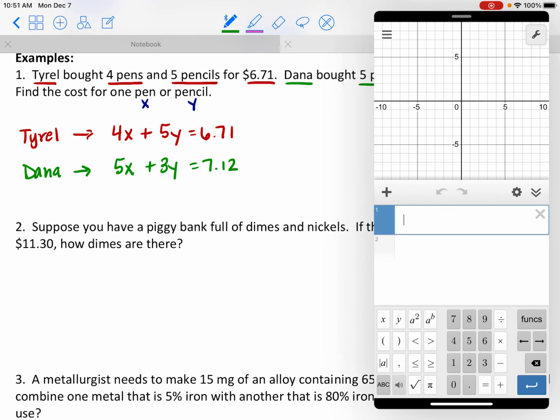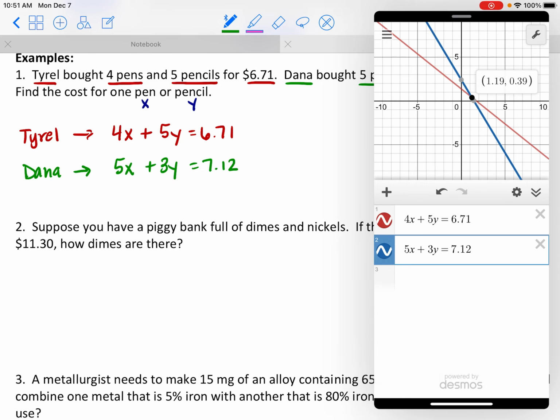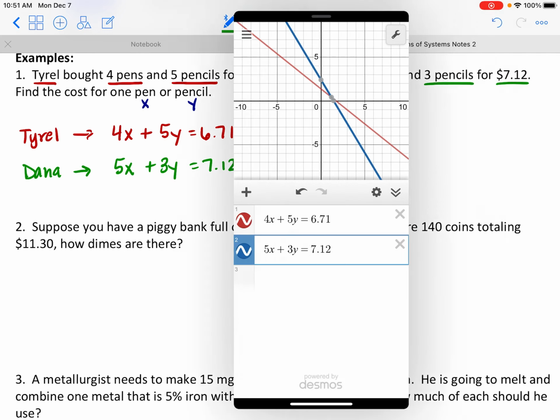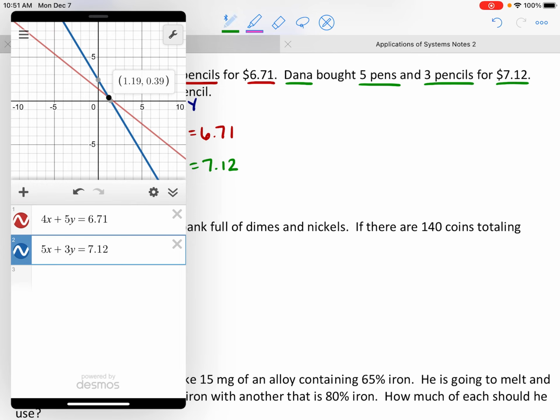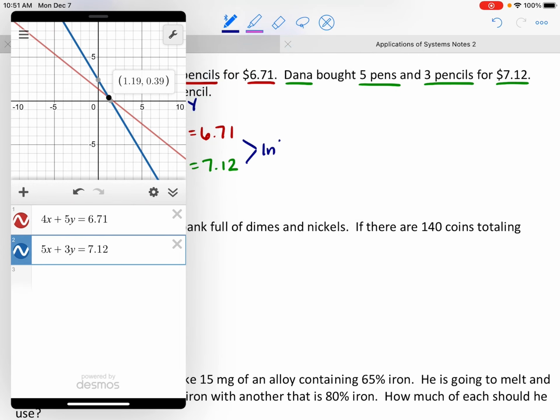And I'm going to go ahead and graph this. So 4x plus 5y equals 6.71, and then we have 5x plus 3y equals 7.12. And now we need to find the intersection because that is going to represent our solution. So using Desmos here, we see these graphs intersect.